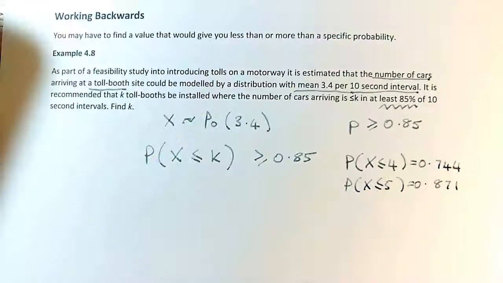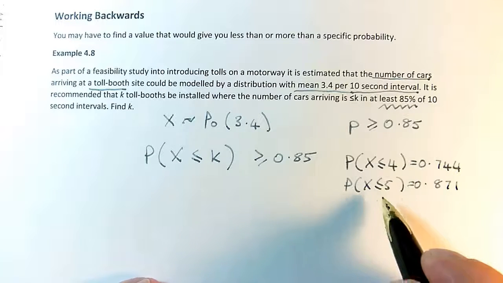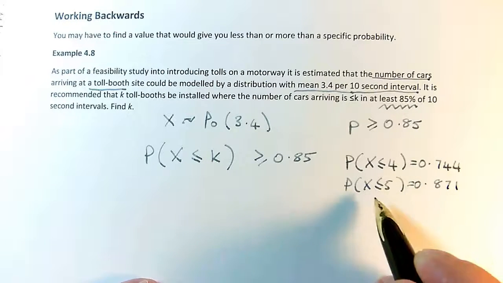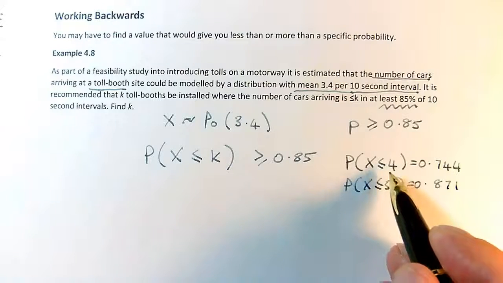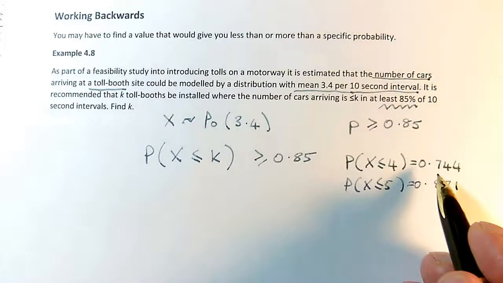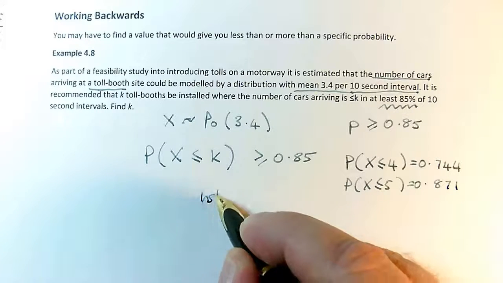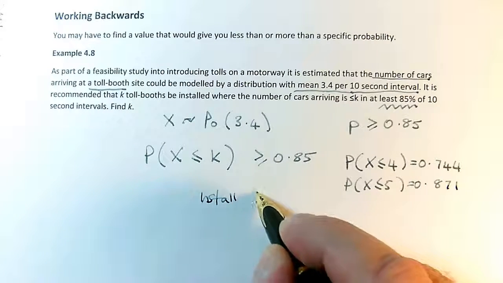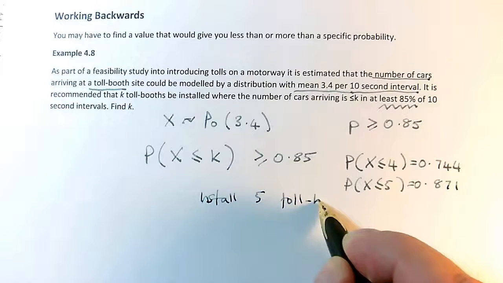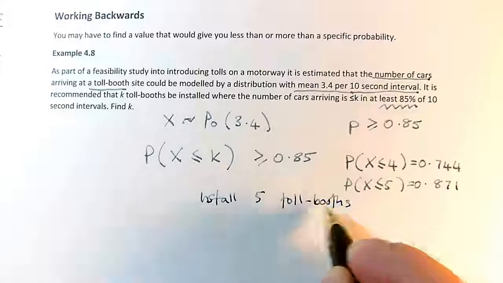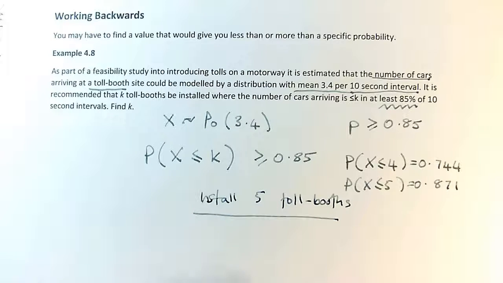Three significant figures is okay, I think, in this particular case, because it's enough to show that this probability is high enough. So 5 toll booths is enough, but 4 toll booths does not give a high enough probability. So therefore, we need to install 5 toll booths. There's my answer. It's good enough in context. So that's finished. Hooray.